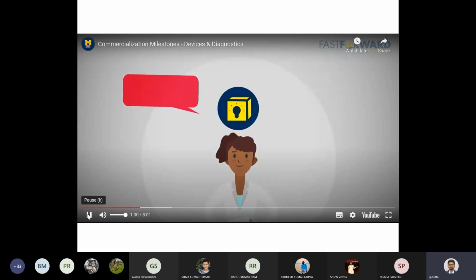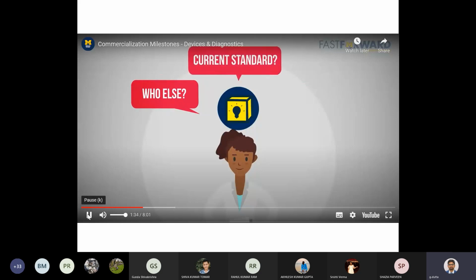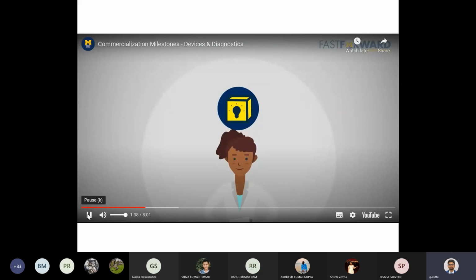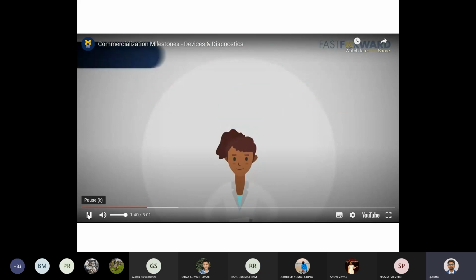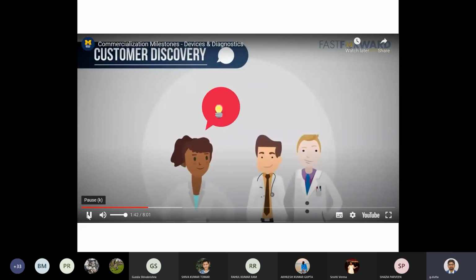Next, figure out who else is trying to solve the problem. What is the current standard of care? Are there past failed solutions? The best way to find out if your idea is viable is to ask people for customer discovery.